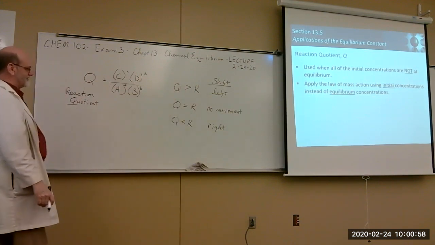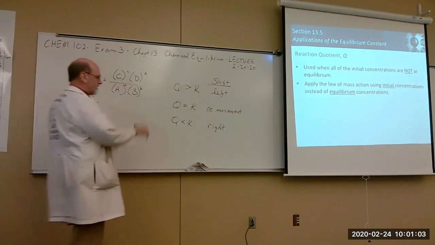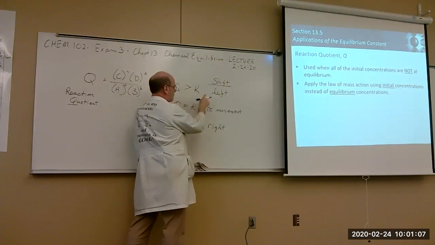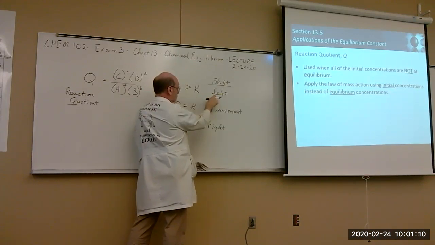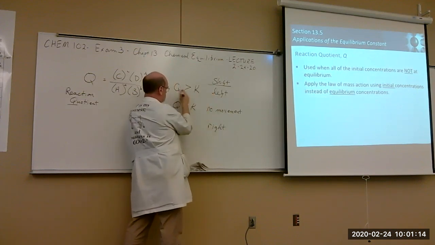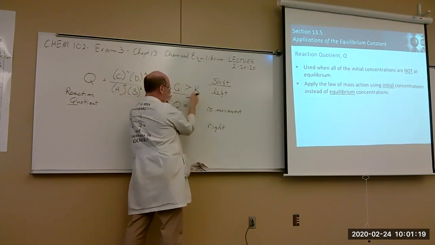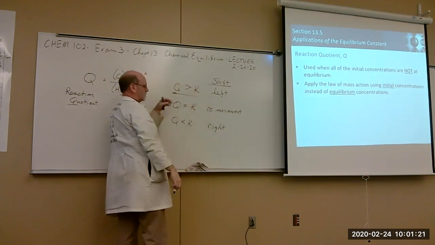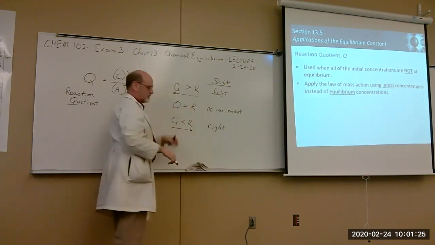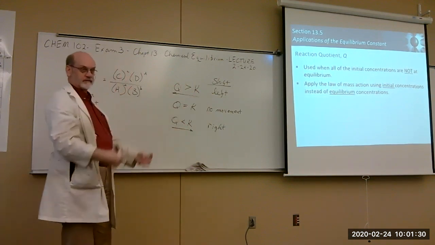Now just notice something. You write it this way, Q greater than K, the reaction shifts away from the one that's bigger. If you write it this way, then the reaction shifts this way for the bigger one. If you write it this way, it shifts toward the right in terms of the reaction as written.